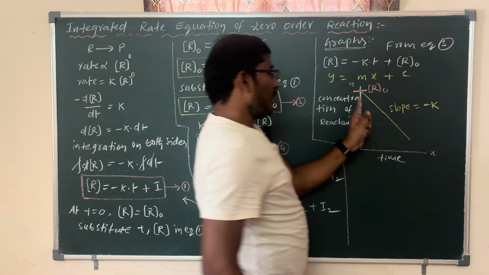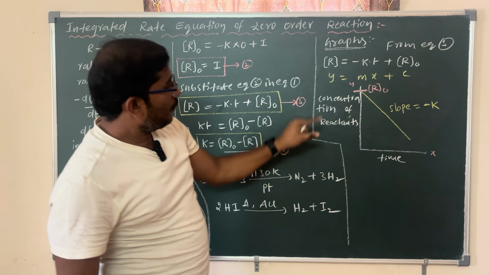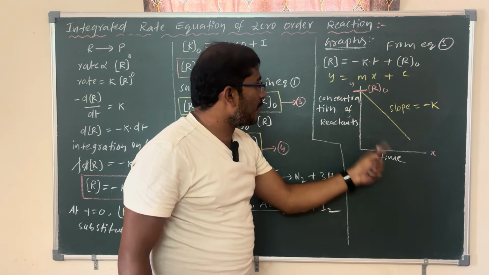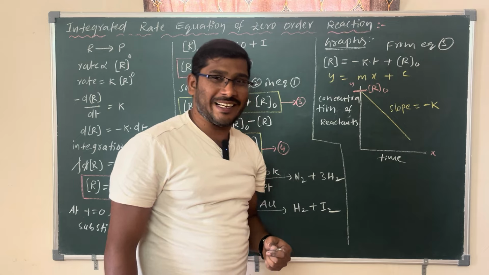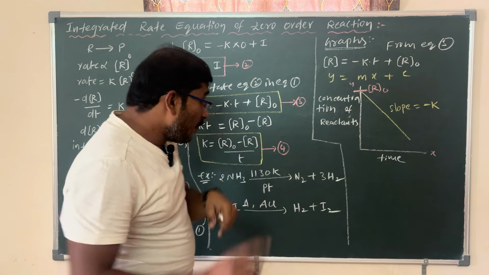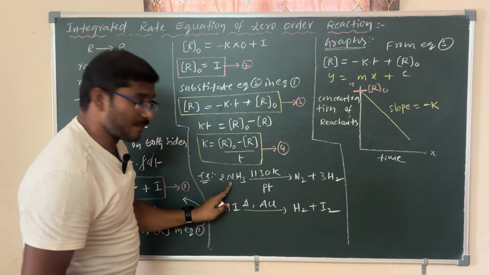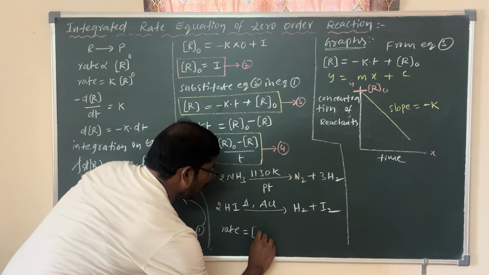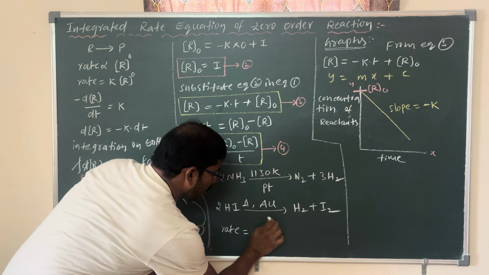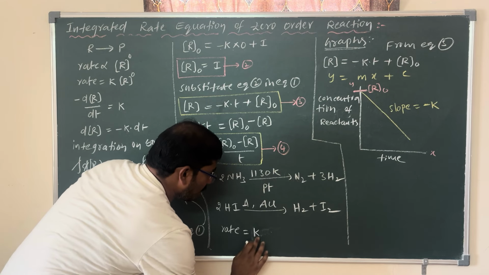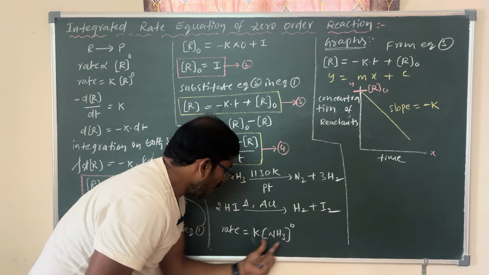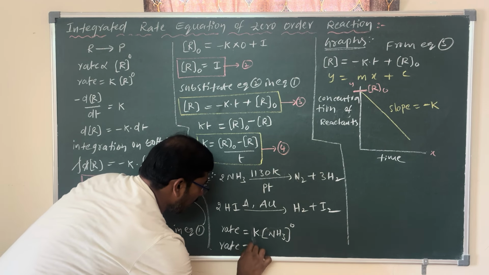From a numerical point of view, very, very important. If you take concentration of reactants with respect to time, the slope is negative. Like that you have to take. For example, I am going to take this one. See, one minute here. Rate is equal to K into concentration of ammonia to the power 0. Any number to the power 0, what happens, students? 1. That means rate is equal to K.